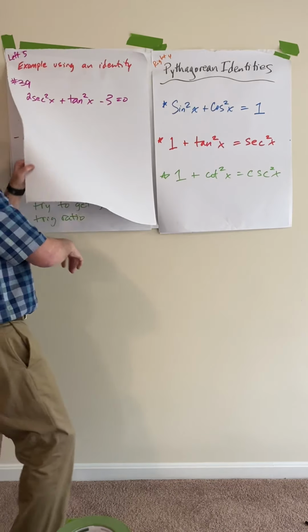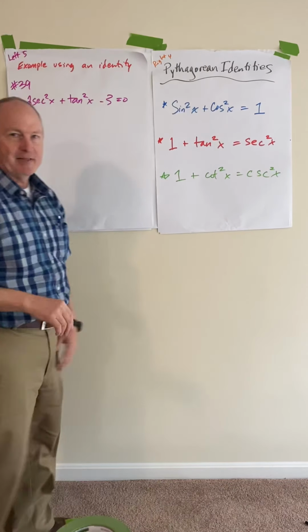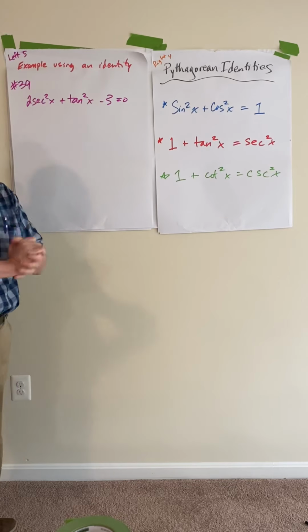This next example, I gave myself extra room over here. But I have that up there first. All right, so this is an example using an identity.